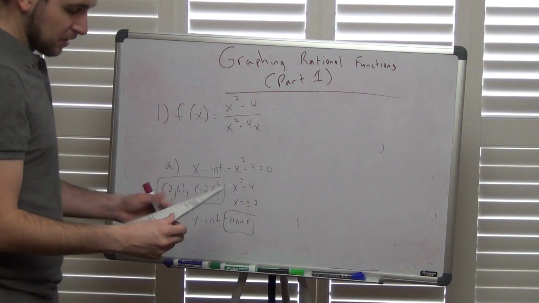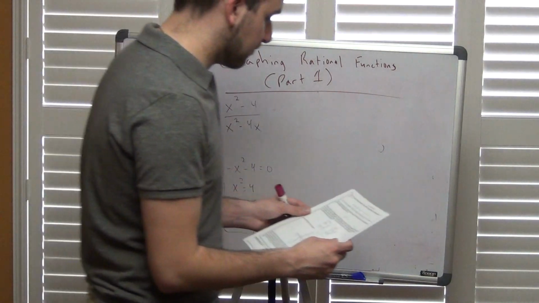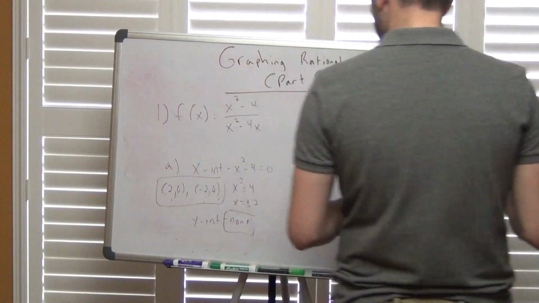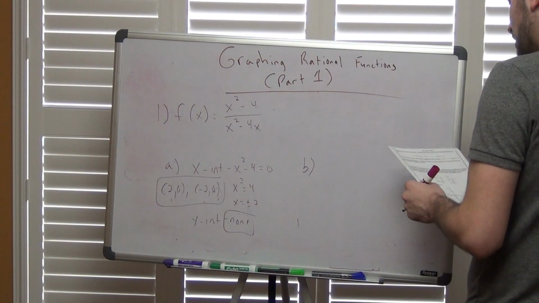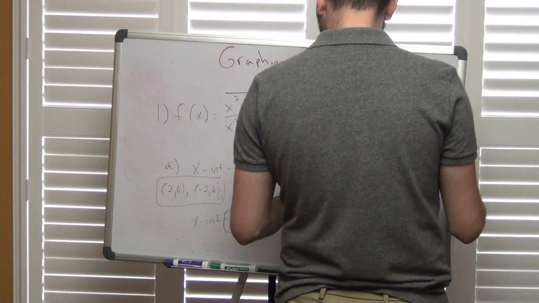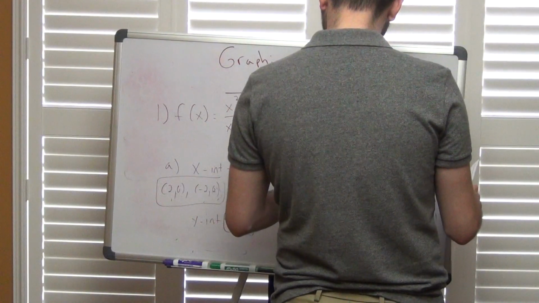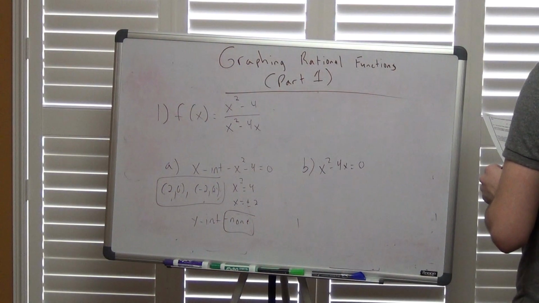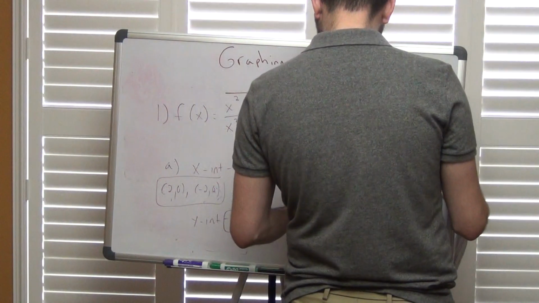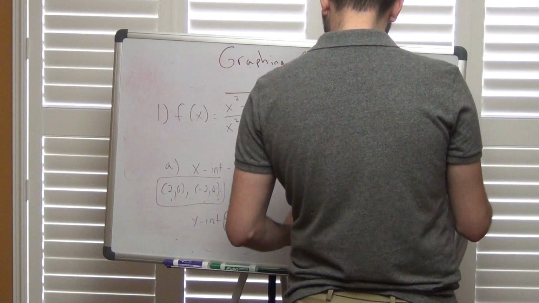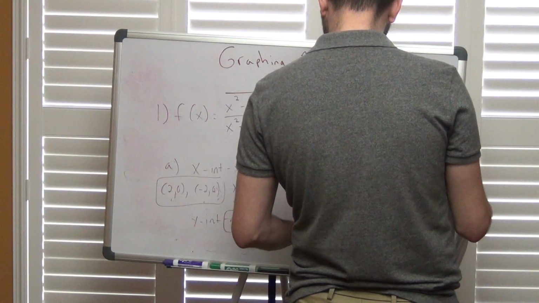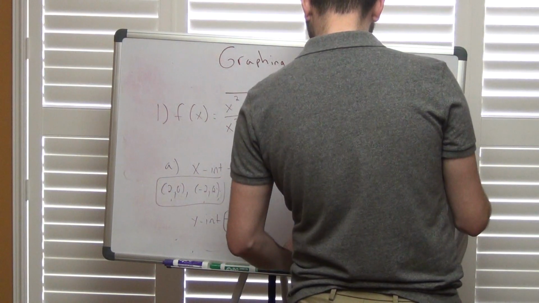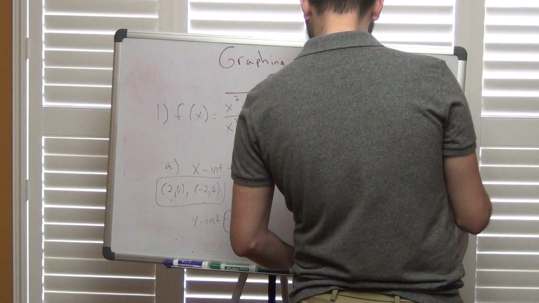Now the next part is vertical and horizontal asymptotes. To find the vertical asymptotes, we set the denominator equal to 0. So we have x squared minus 4x equals 0. I'm going to take the x out, so we can factor that. So I have two vertical asymptotes. I have a vertical asymptote at x equals 0, which is the y-axis.